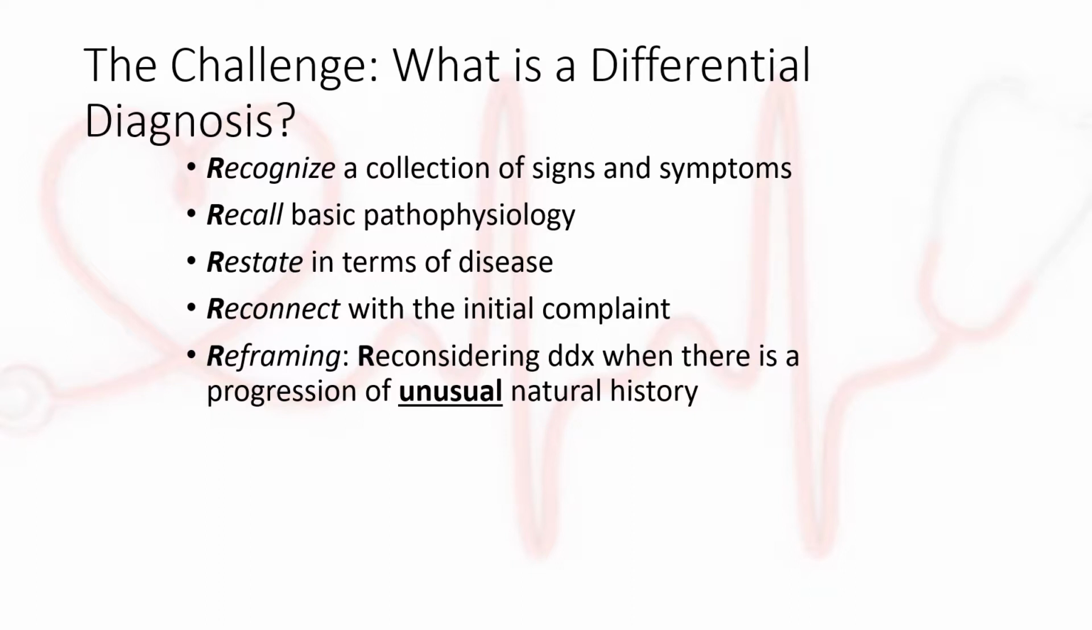We want to restate the terms in disease, reconnect with the initial complaint, and then reframe, reconsider the diagnosis when there's a progression of an unusual natural history. So what does that mean? In practice, I usually will have 3 to 5 differential diagnoses for my patients.